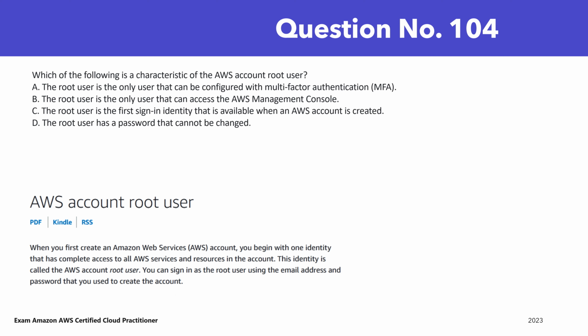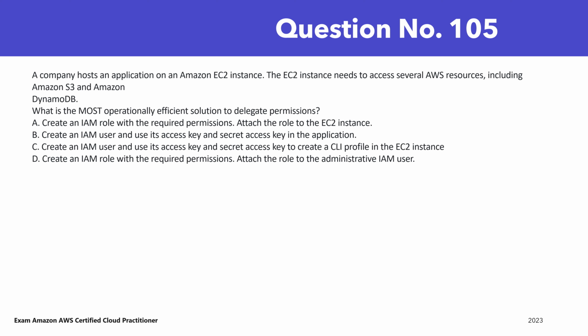Which of the following is a characteristic of the AWS account root user? A. The root user is the only user that can be configured with multi-factor authentication, MFA. B. The root user is the only user that can access the AWS Management Console. C. The root user is the first sign-in identity that is available when an AWS account is created. D. The root user has a password that cannot be changed. Correct answer, B.